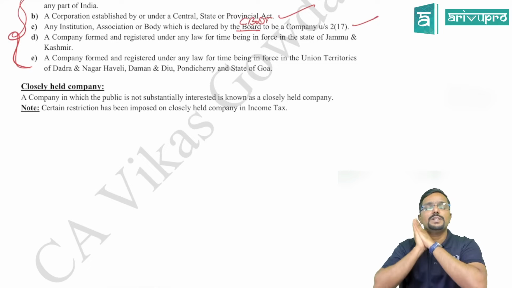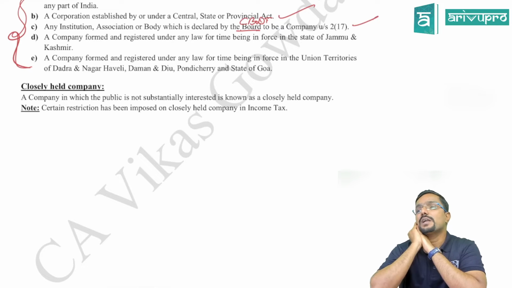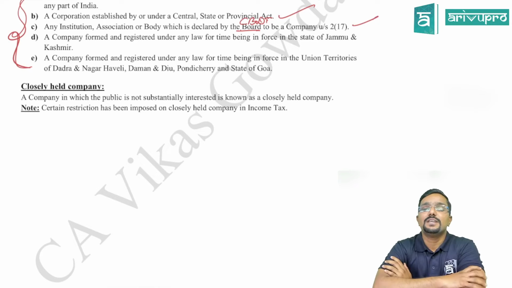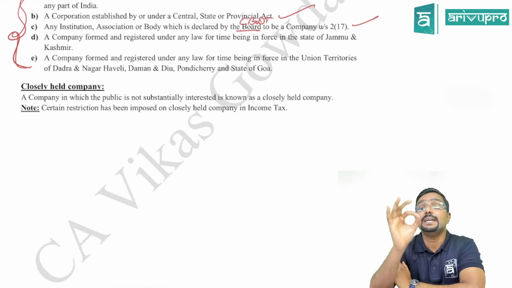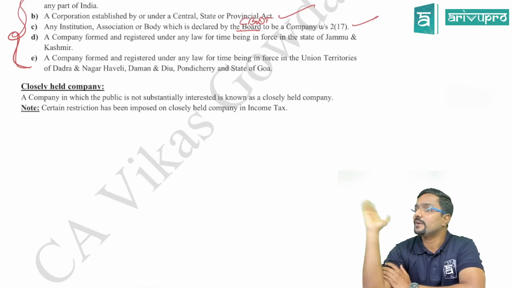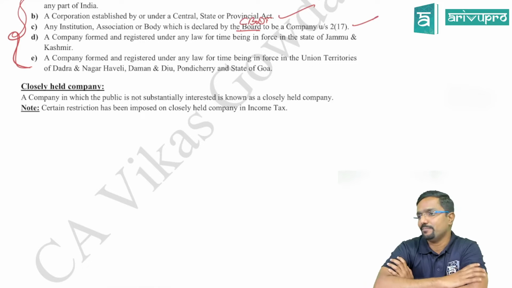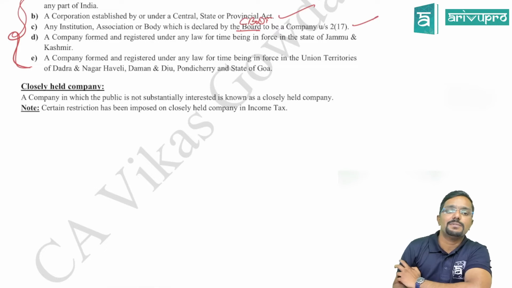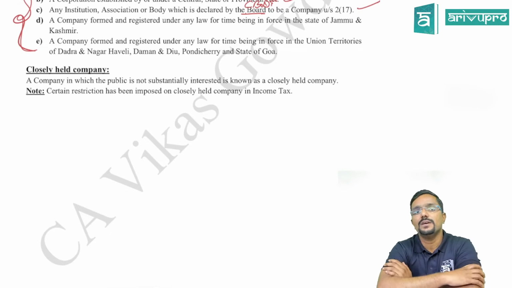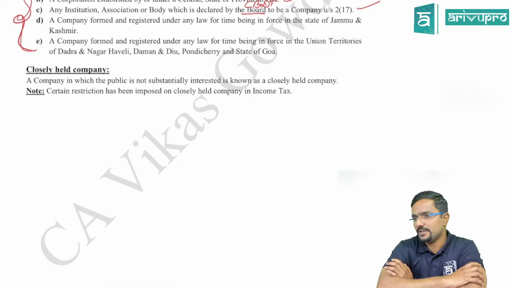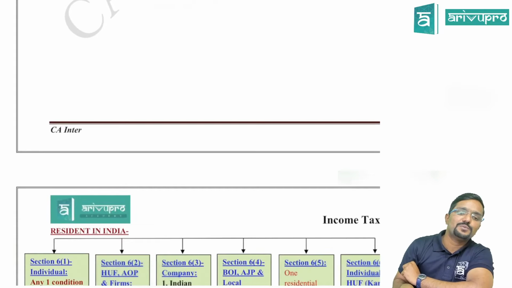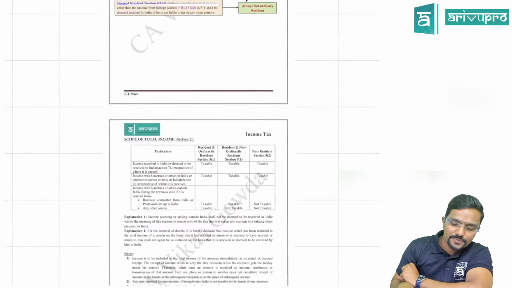Clear? So I repeat, a closely held company means a company in which the public are not substantially interested. Then the reverse is a company in which the public are substantially interested. We call it a widely held company. Widely held company, for income tax purposes, is nothing but a public company. There are certain exceptions or restrictions under income tax with respect to closely held companies, which we'll be learning in the respective chapters. Clear? Yes. So this is all about the residential status of a company as well as the information about the company, guys.